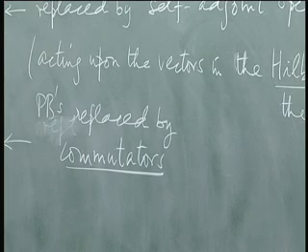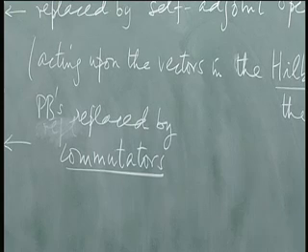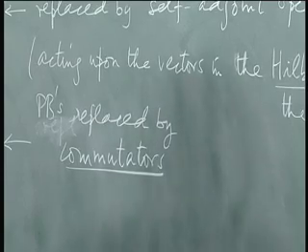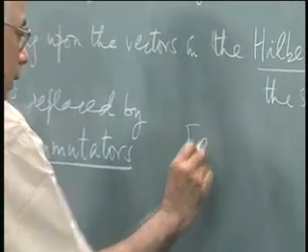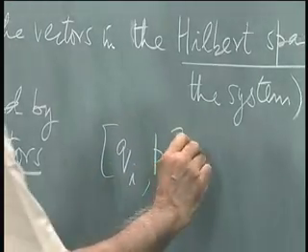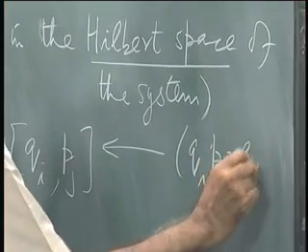And what is the commutator of two operators? It is the difference of operating with the two operators one after the other in different orders. So the commutator here would be Qi Pj.